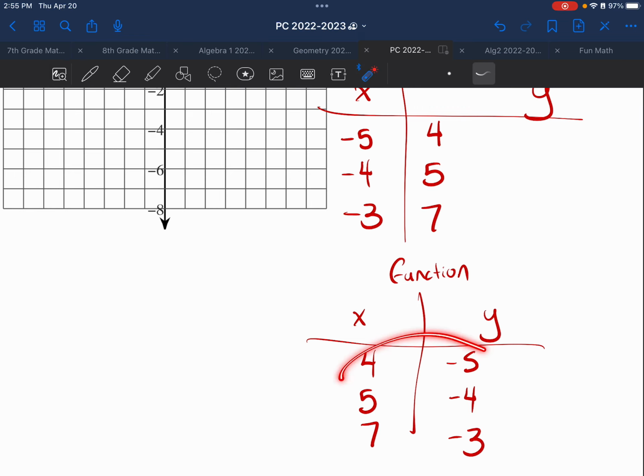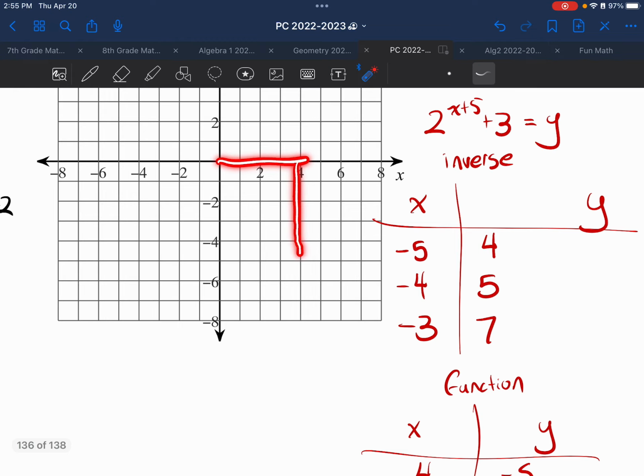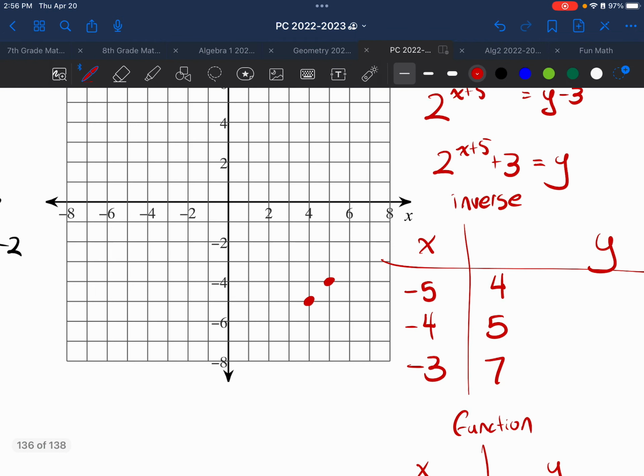And then I graph these x and y coordinates. 4, -5, and 5, -4, and 7, -3.